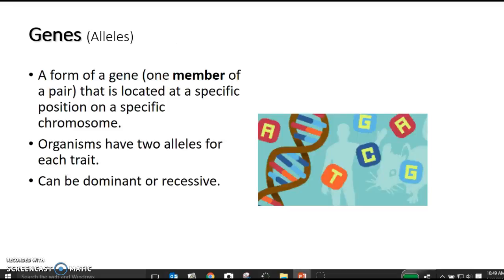An allele is a form of a gene. It's one member of the pair. Remember, you get one from mommy and one from daddy. So you have two alleles for every trait. One was from mom, one was from dad, for your hair color, for your eye color, for how tall you are, whether you're going to have hairy knuckles or a unibrow. Again, they can be dominant or recessive.